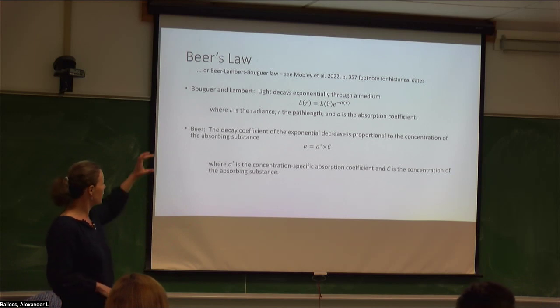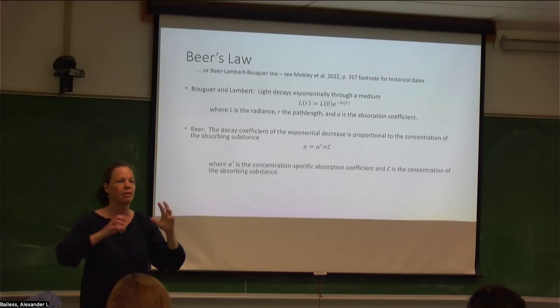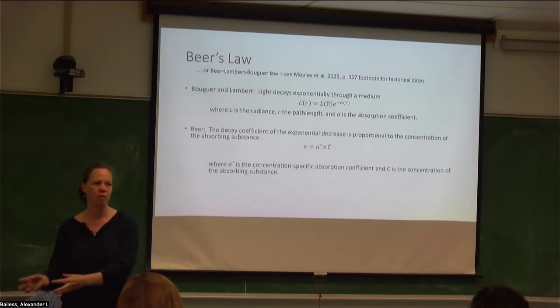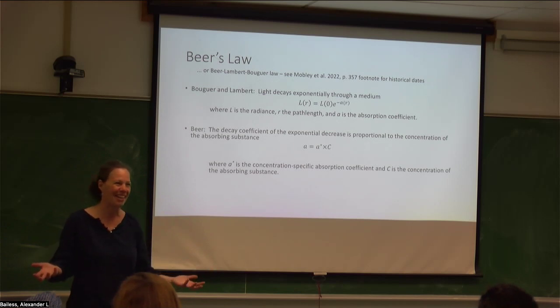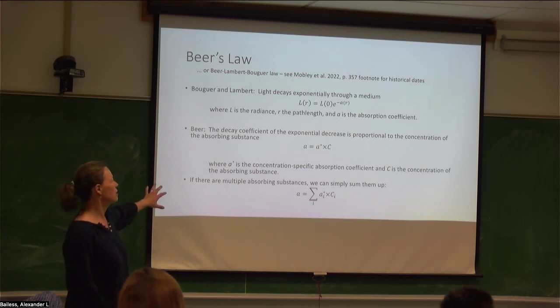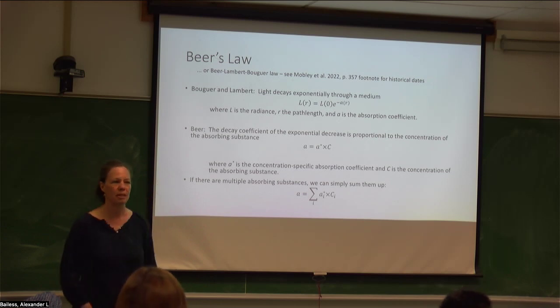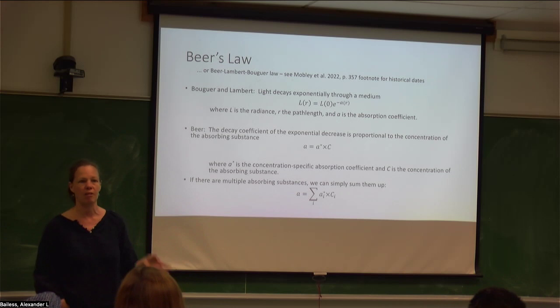So these are the two important tenets, right? Exponential decay of light, and absorption proportional to concentration, which is what allows us to use ocean color to tell us anything about the ocean. And if there's multiple absorbing substances, Beer's law says that we can simply sum them up. So we expect there to be a linear dependence of absorption on the concentrations of all of the absorbing things.